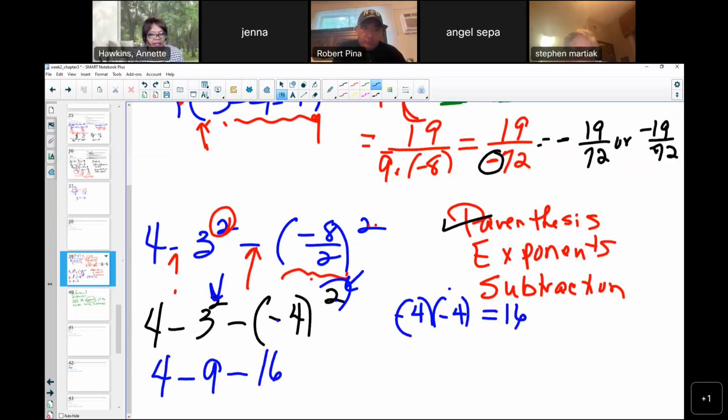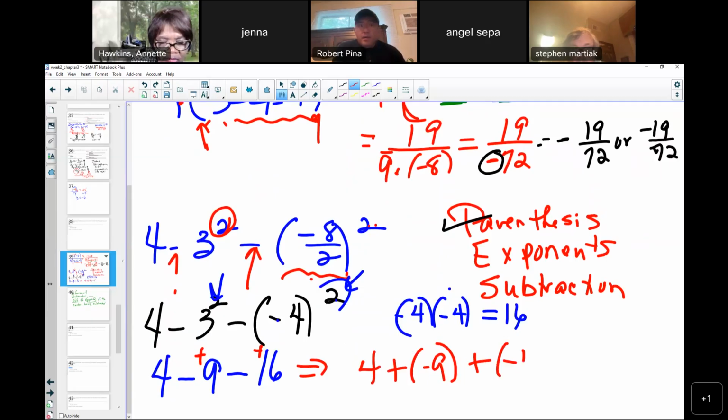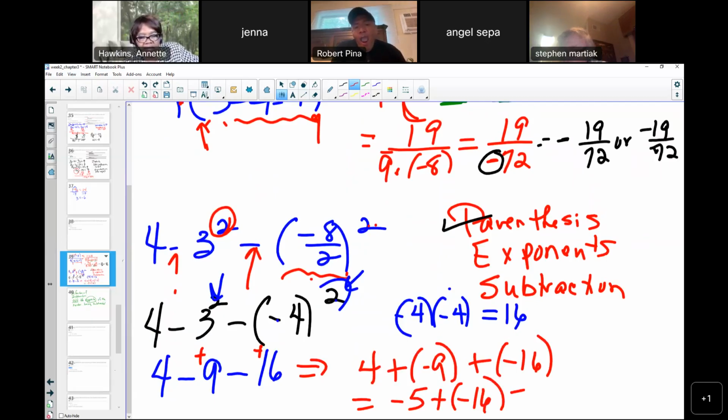Okay? And so this is subtraction. And I'm going to put a little plus there and a plus there. So this is 4 plus negative 9 plus negative 16. And so this gives me negative 5 plus negative 16, which is negative 21.